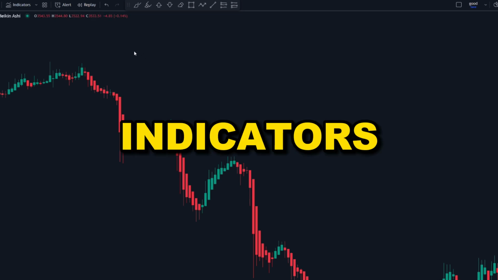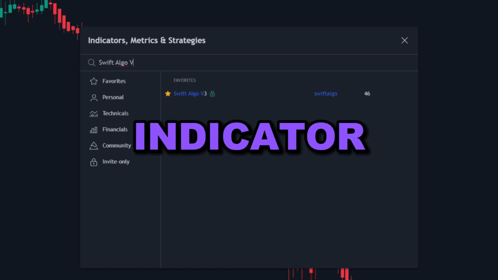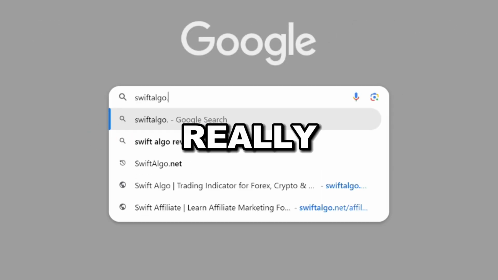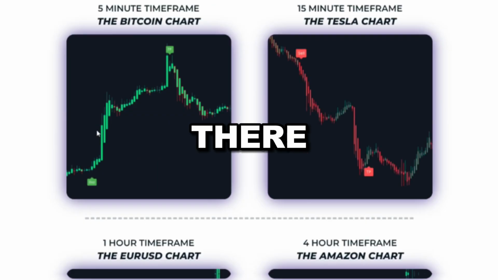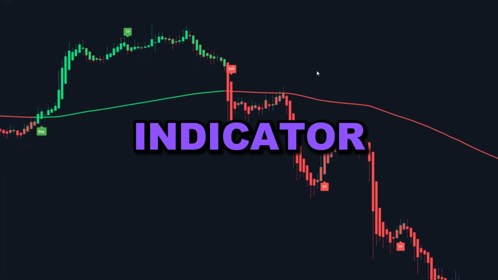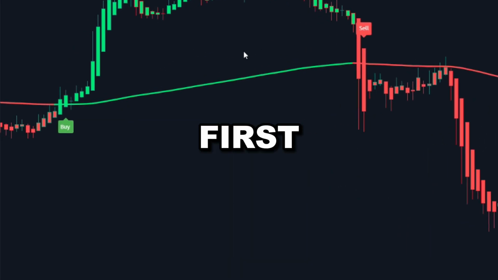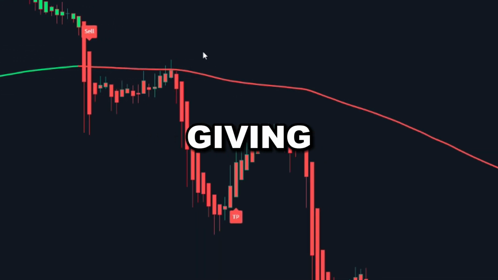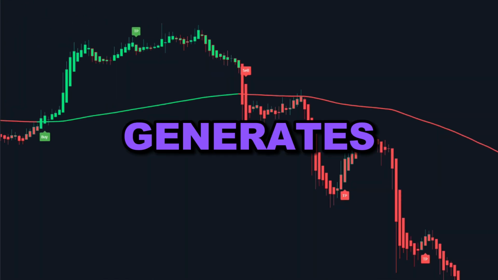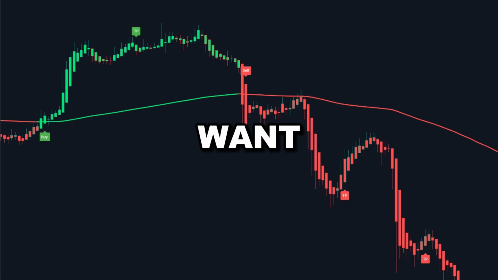Click the Indicators tab, and this window will open. Here we search for the Swift Algo Indicator. It may not show up immediately, but in that case, just visit our website really quick and click to get the indicator there before coming back. If you see it now, just add it. The indicator will add two key features, finally optimizing our strategy. First, it adds an EMA 200, giving us more chart depth and data to go off of. And second, it already generates different entry and exit signals, ultimately confirming any position we'd want to open.